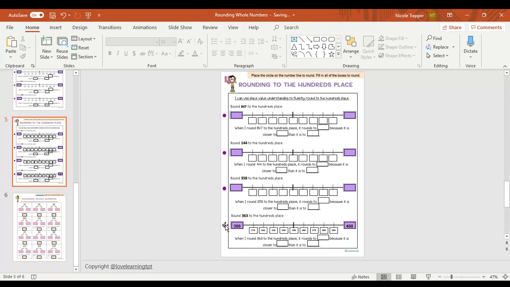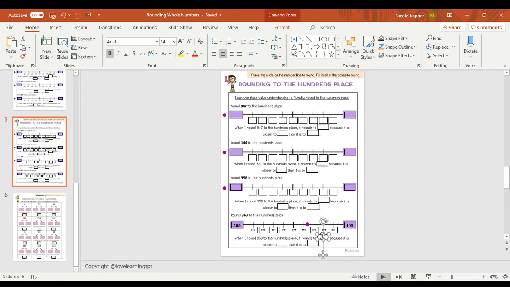Next, I'm going to take my purple dot and place it onto the number line where I think 363 would be. And I would say that's right after 360, just a little bit after that. Now I'm going to decide if my number should round down to 300 or round up to 400. Because it's after the middle line of 350, I'm going to round up to 400 because it is closer to 400 than it is to 300.